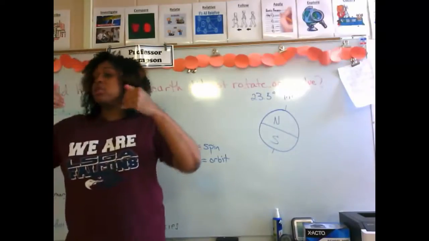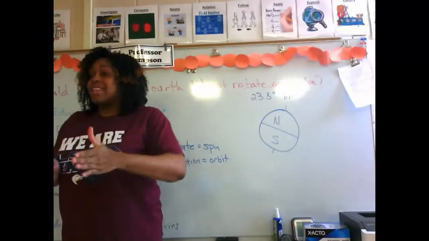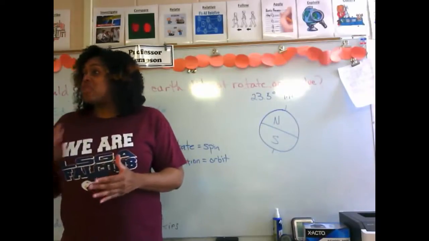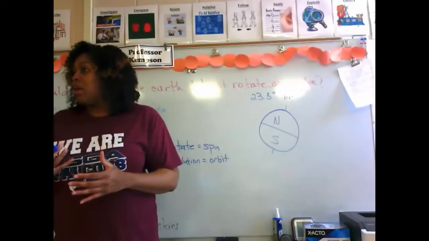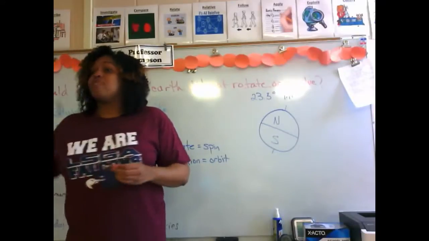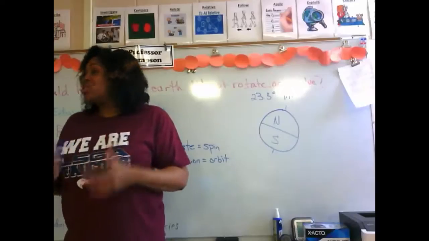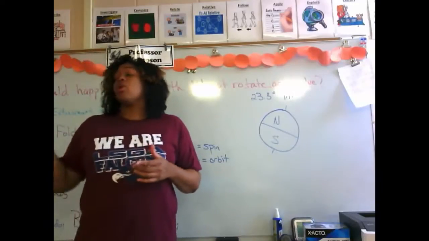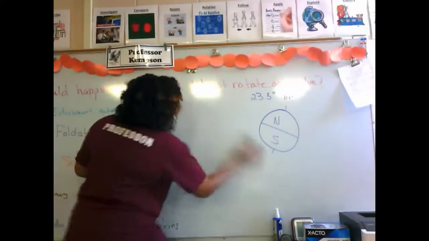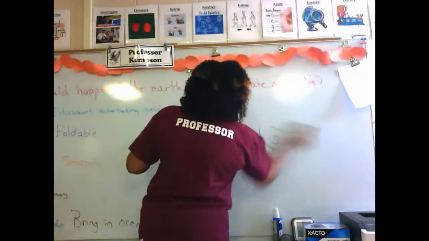Because the earth not only rotates on its axis, but it also revolves around the sun. But there's another thing that's revolving around earth, which is the moon. The moon revolves around earth, and it takes 29 and a half days for the moon to go completely around the earth.